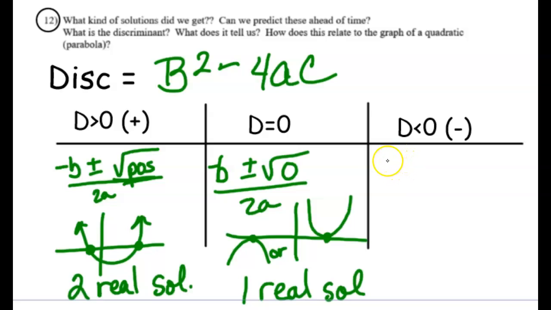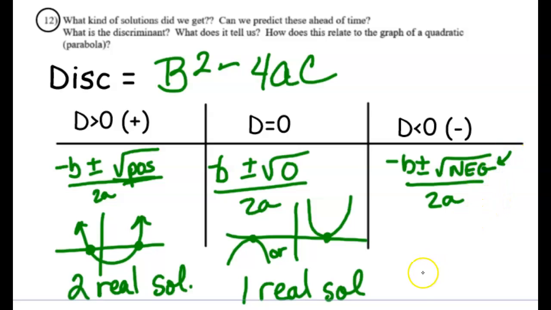If the discriminant is negative, so you do opposite of b plus or minus, and you get a negative number in here, okay? How many solutions do you get? You still get two, but what kind of numbers are they? Means they're going to have what in them? An i. So you can write two imaginary or complex solutions, which also means no real solutions.